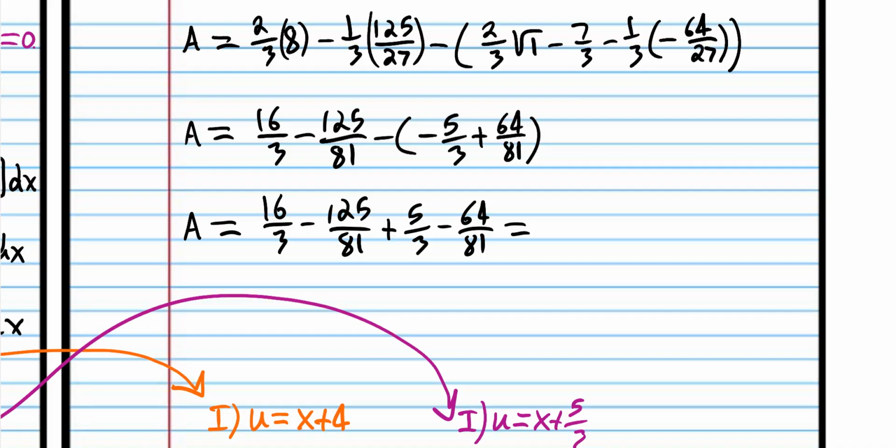And 81 times 2 is 162. Remainder is 27. So we have 7 minus 2 and 27/81. But that's the same thing as 7 minus 2 and 1/3. And then we get 4 and 2/3, it looks like.